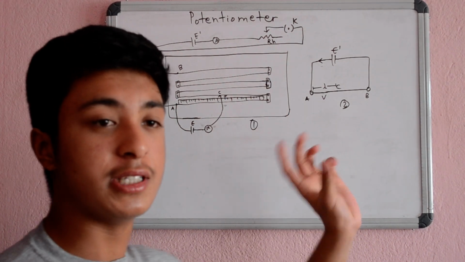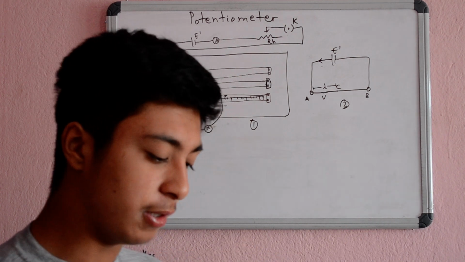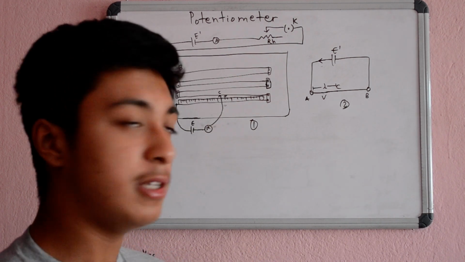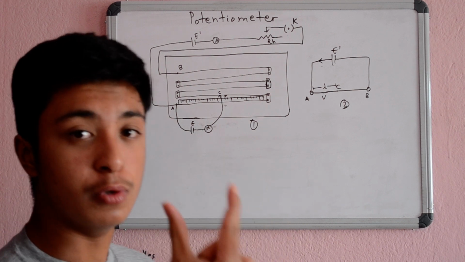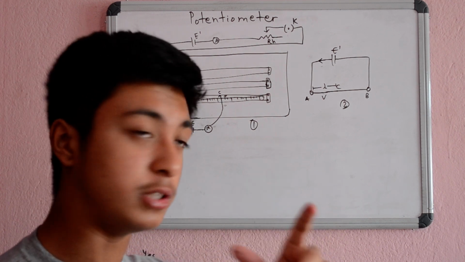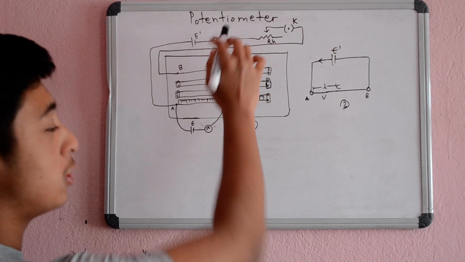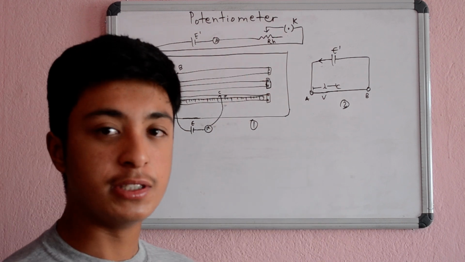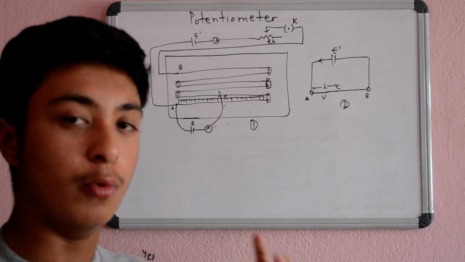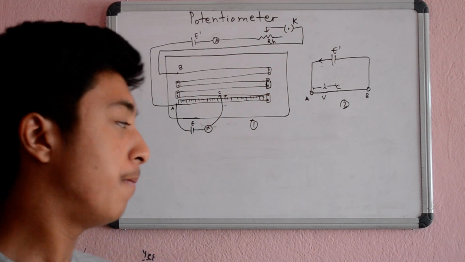Now, potentiometer is a device used to measure the EMF of the cell, the internal resistance of the cell, and potential difference between any 2 points or the terminal potential. Now, it is also called voltmeter of infinite resistance and is preferred over voltmeter to measure EMF of the cell.